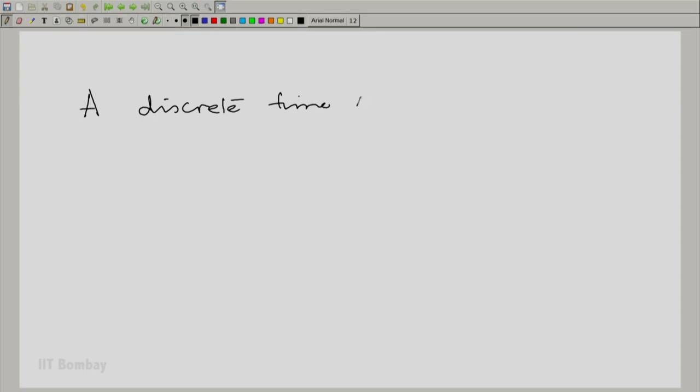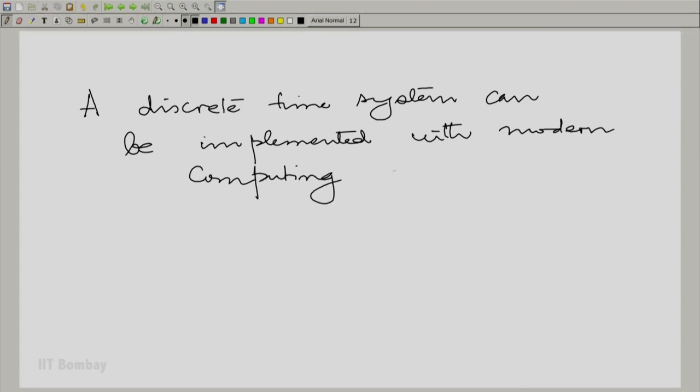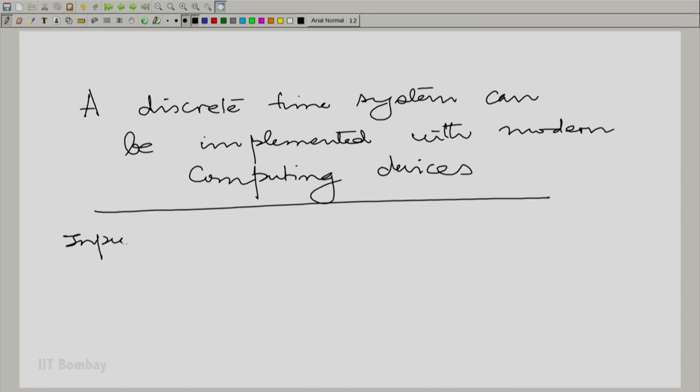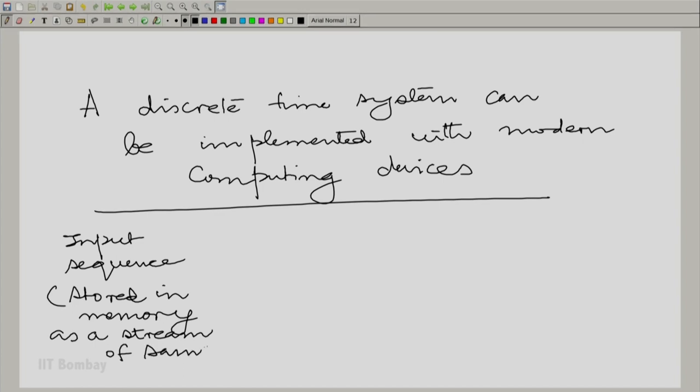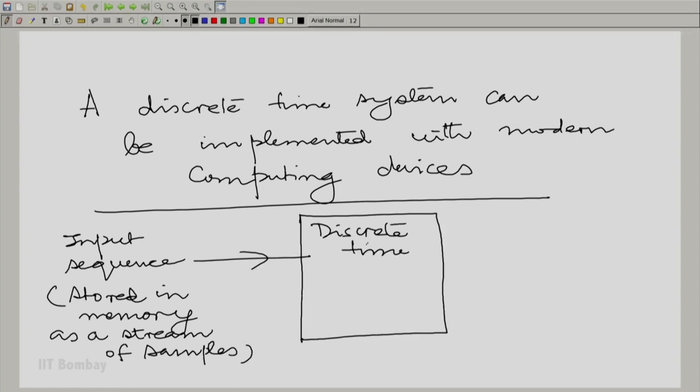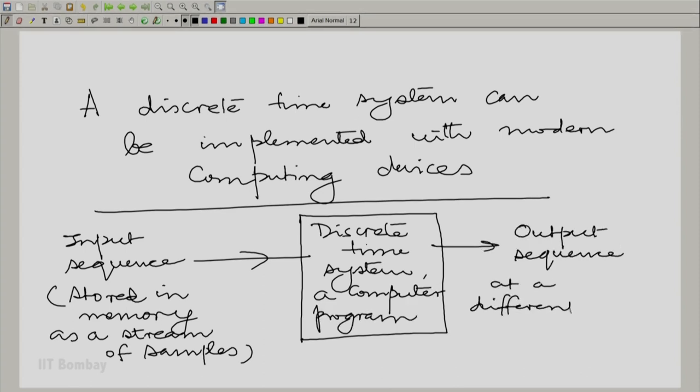So, let me draw the figure here. A discrete time system can be implemented with computing devices, in fact modern computing devices if you like. The input sequence can be stored in memory as a stream of samples. The discrete time system can be a computer program. This would generate the output sequence at a different set of memory locations. So, we have this beautiful situation where once you have got the input sequence, you can write a computer program to process it and get the output sequence.